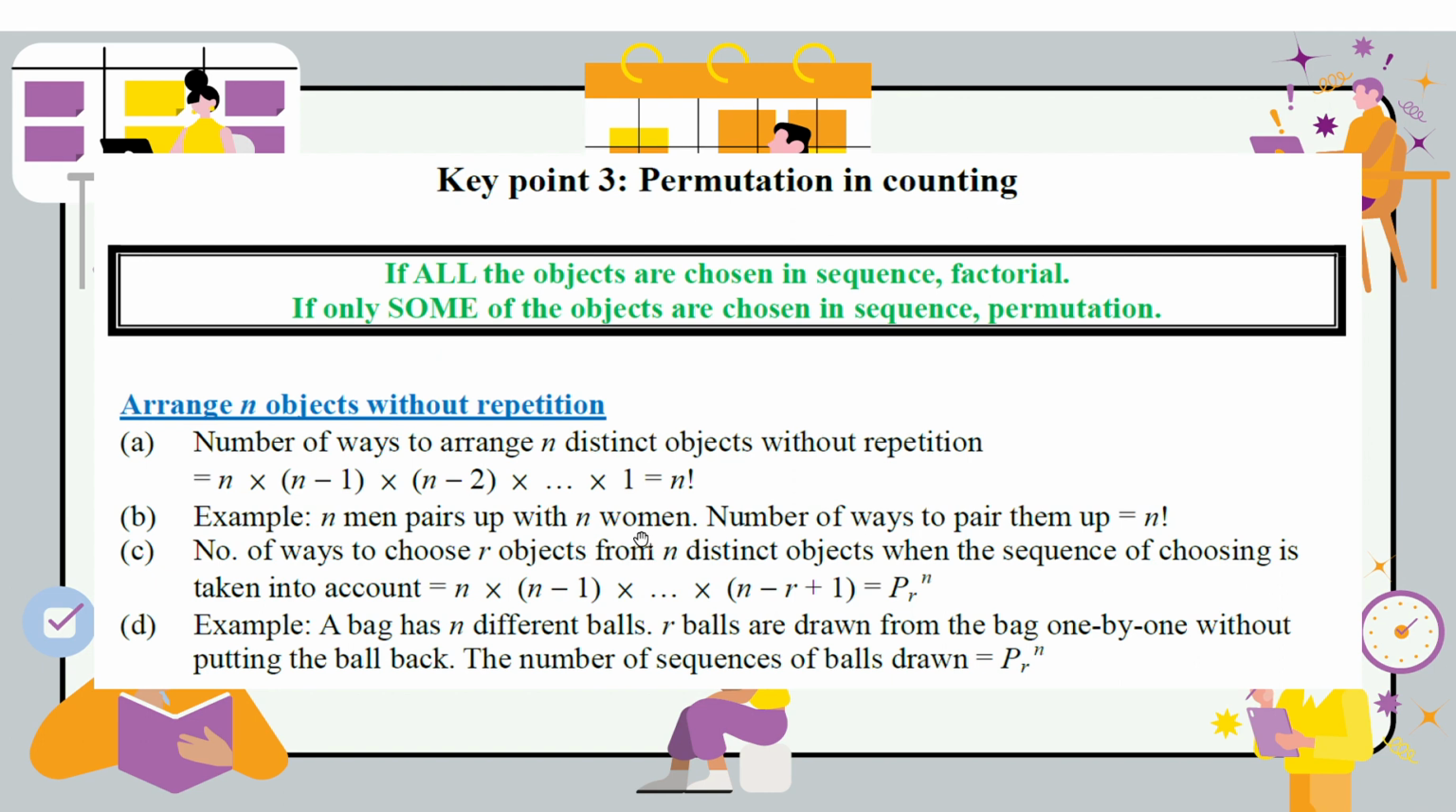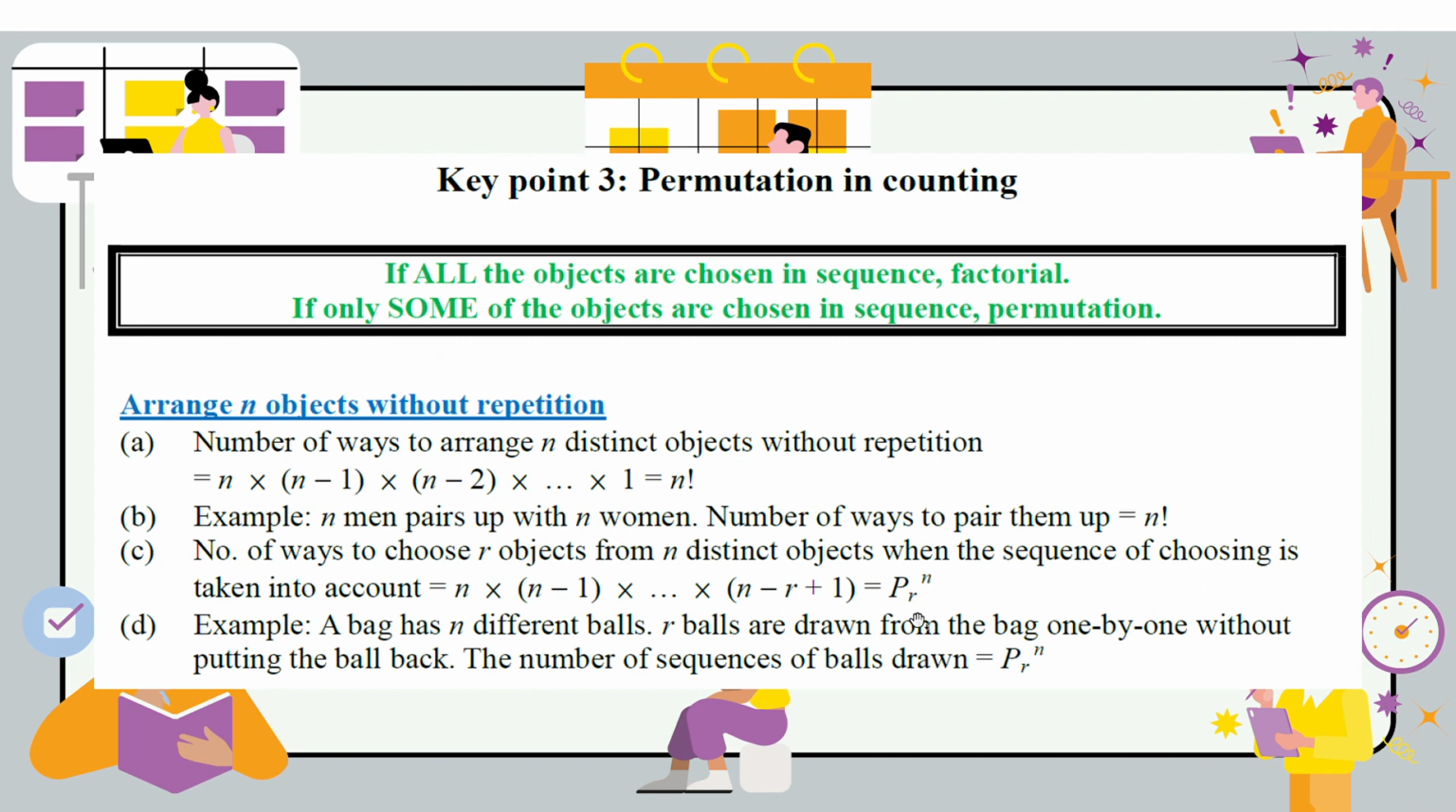For example, pairing n men with n women to form pairs, the number of ways to pair them up is n factorial. The number of ways to choose r objects, where r is smaller than n, from n distinct objects and form a sequence of choices is n times n minus 1 times up to n minus r plus 1. This exactly is the permutation, and this is the reason why we define permutation in this way, because choosing r objects from n objects with the sequence important is exactly nPr.